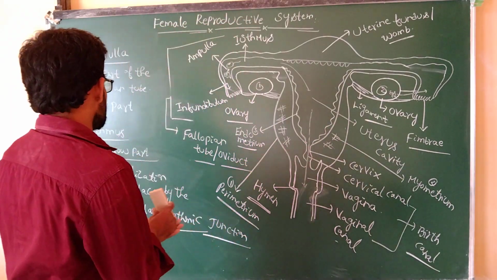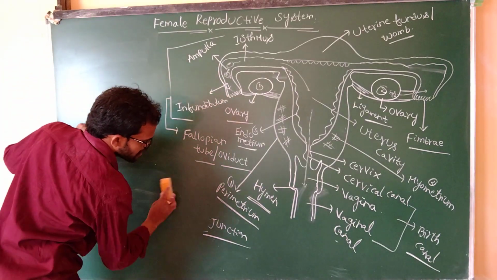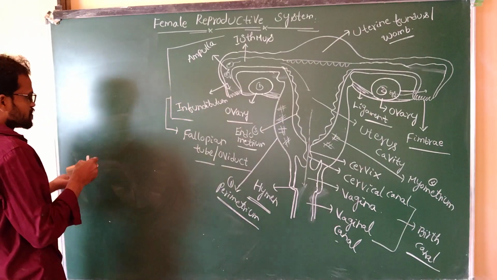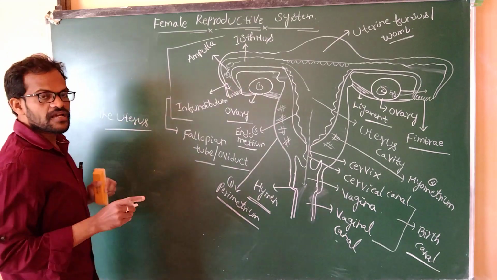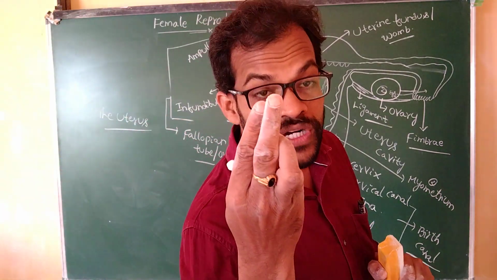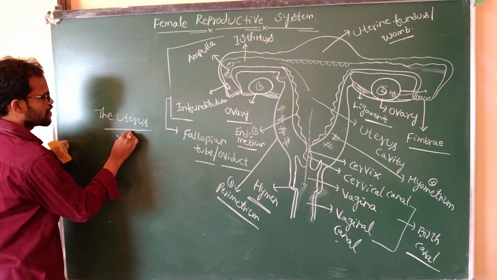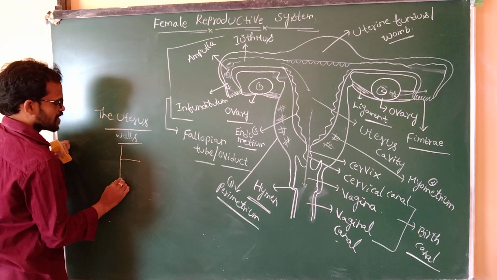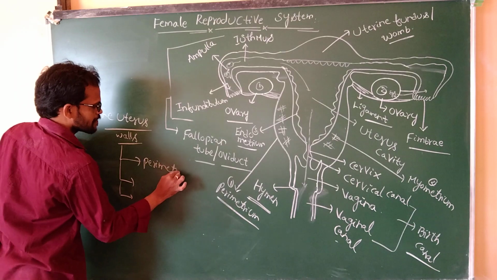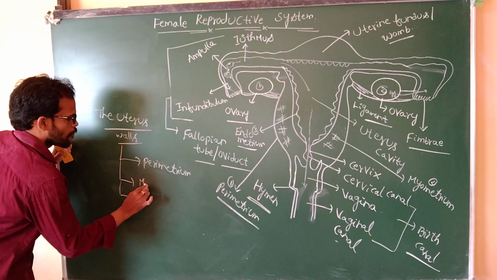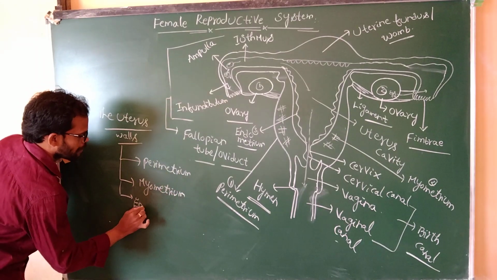The uterus consists of, what do you know? The uterus wall is made up of three layers. What is the first layer? Perimetrium. The next one, myometrium. The next one, endometrium.